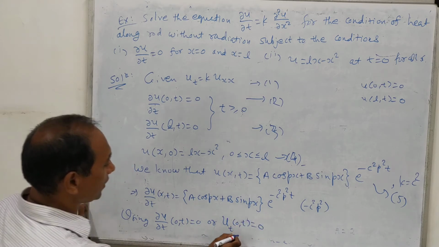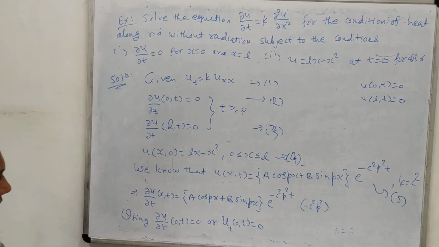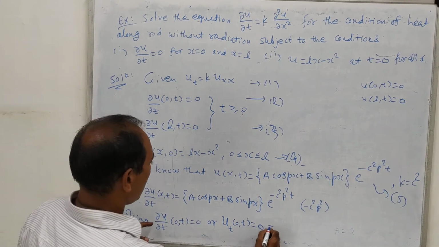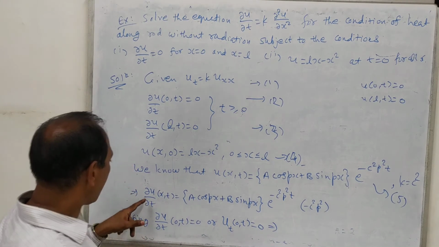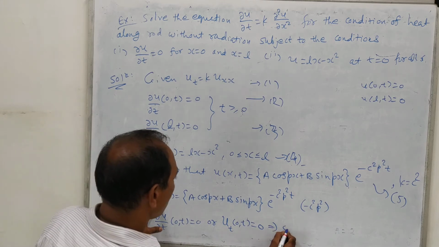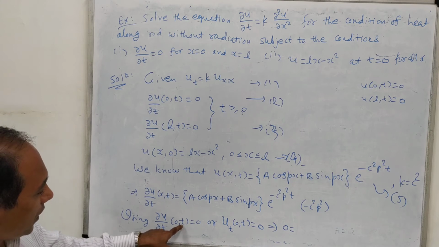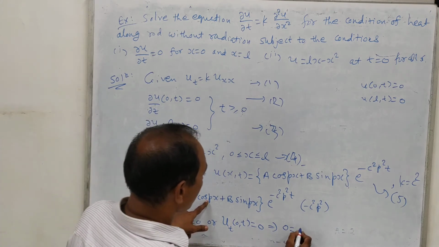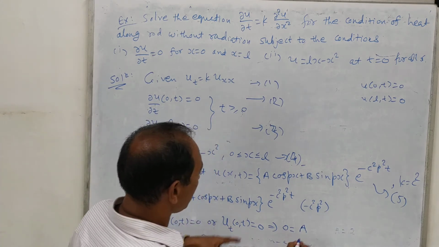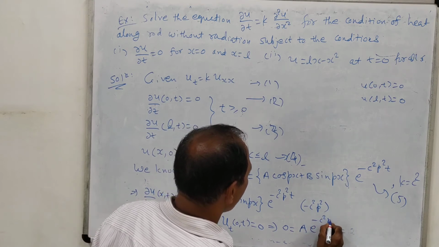Both have the same meaning. This is also the derivative with respect to t. So if we apply this condition, we get this value as 0. Here x equal to 0, and t is as it is. So x equal to 0 means cos 0 is 1, so a sin 0 is 0, times e raised to minus c square p square t.